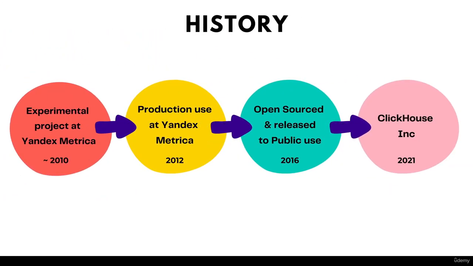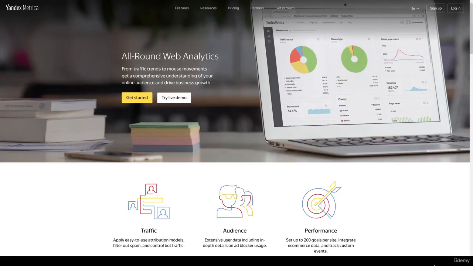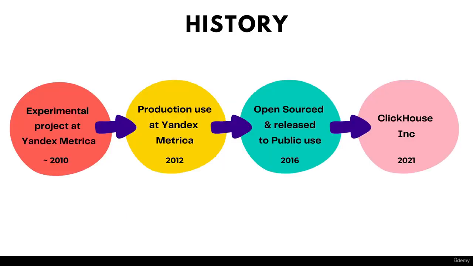ClickHouse started as an experimental project at Yandex for Yandex Metrica. Yandex Metrica is a free web analytics service offered by Yandex that tracks and reports website traffic. ClickHouse went into production use in the year 2012 at Yandex for Yandex Metrica. ClickHouse was open sourced in the year 2016 and released to public use. In the year 2021, a new entity called ClickHouse Incorporated took over its development and maintenance.